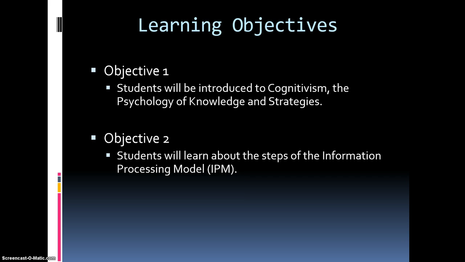The learning objectives will be as follows. Objective 1, students will be introduced to cognitivism, the psychology of knowledge and strategies. Objective 2, students will learn about the steps of the information processing model.